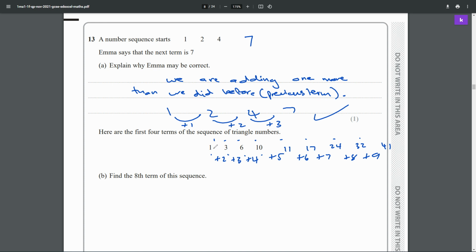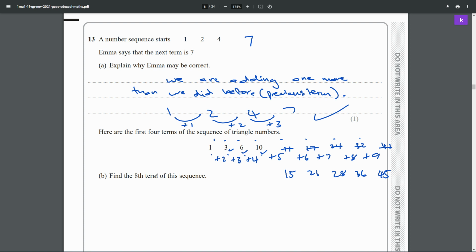Let's just make sure we got this right. 1 plus 2 is 3. 3 plus 3 is 6, plus 4 is 10, plus 5 is 15. All right, so there's my error again over there. So that should be 15. 15 plus 6, 21. 21 plus 7, 28. 28 plus 8, 36. 36 plus 9, 45. Yeah.